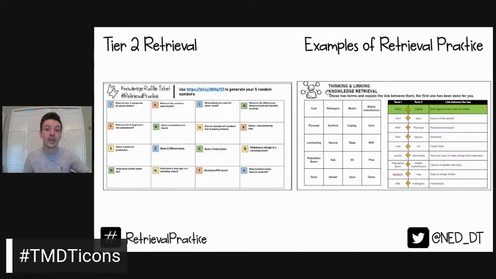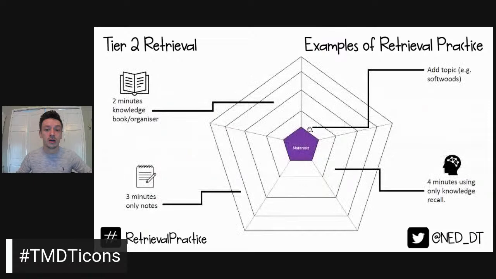And on the right there we've got thinking and linking. So you've got a box of 20 keywords, I think it is there. They've got to pick 2 keywords and create the link, the relationship between the 2 words themselves, for the tier 2. This is something that we've done, and it worked quite well. I've done this with year 10 and year 11 as part of their revision.